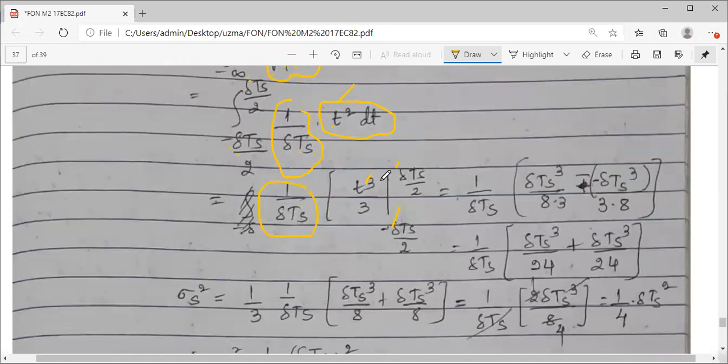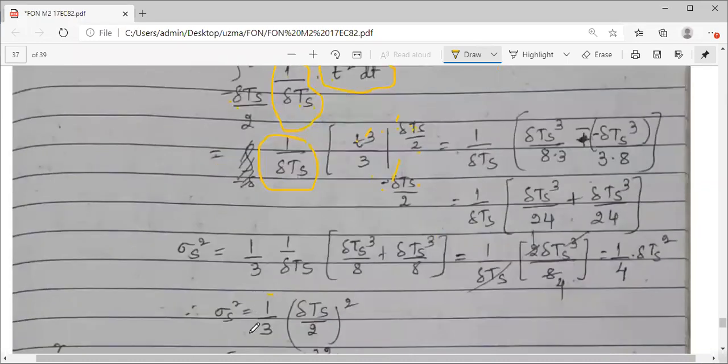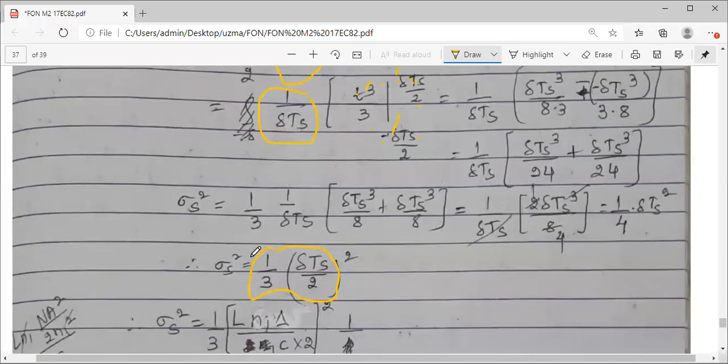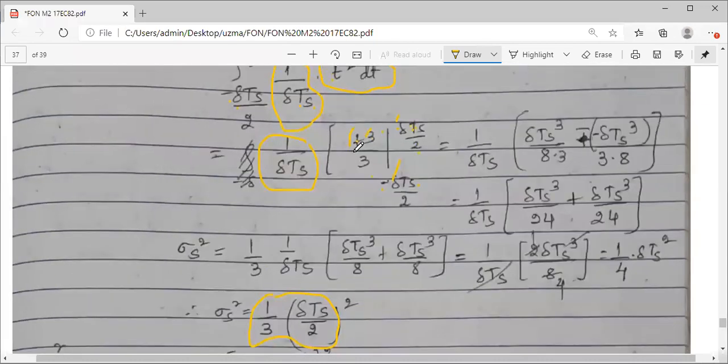Okay, you try to solve this. T cube by 3, apply the limits, delta Ts by 2 minus minus delta Ts by 2. So substitute the limits for T. Solve this. You will be getting around 1 by 3 delta Ts by 2 whole square. I have got this. You try this simplification. Once you get this, nothing, just in place of T you have to substitute delta Ts by 2. So it is delta Ts cube here.